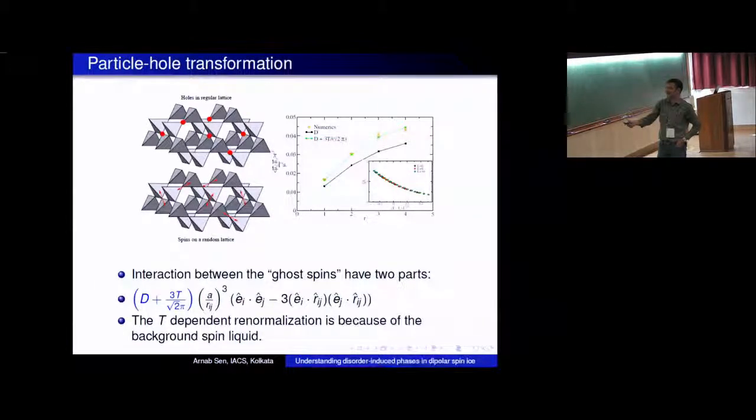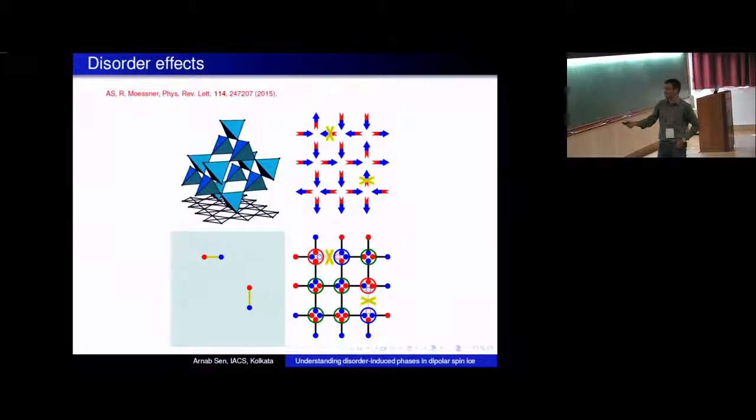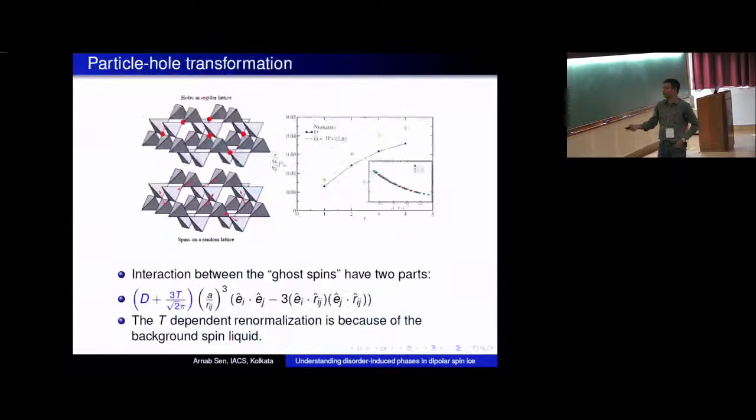And so it has this usual D part. This D part comes because this is a dipole and this is a dipole, so it should have this interaction. But there's also this renormalized part due to the background spin liquid. Okay, so this is the full story. And you can numerically show that this is exactly the case, right?